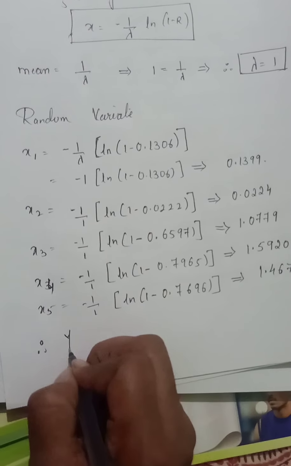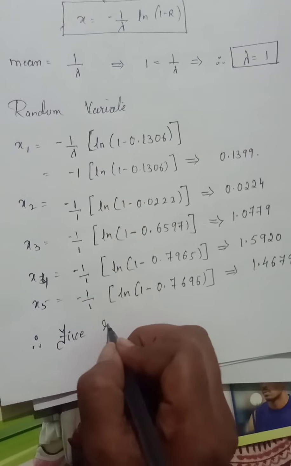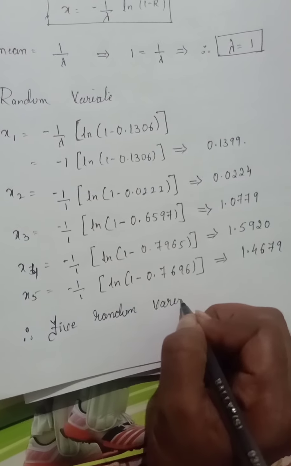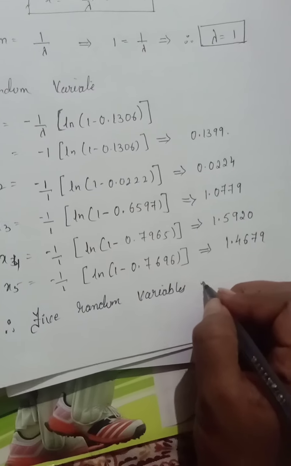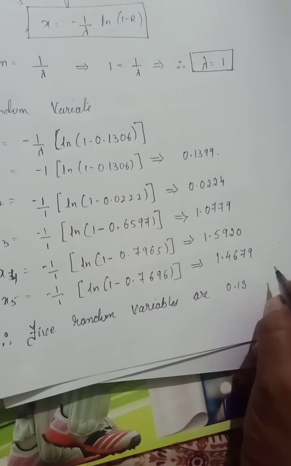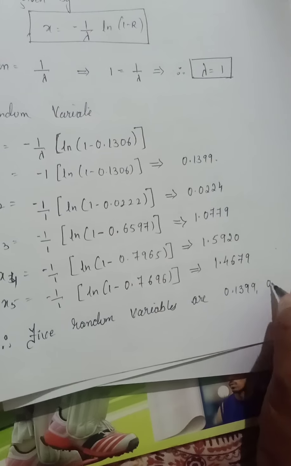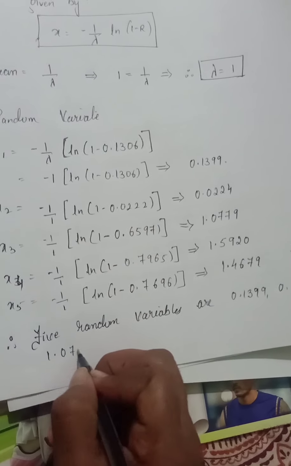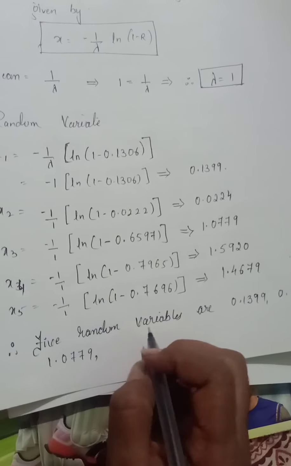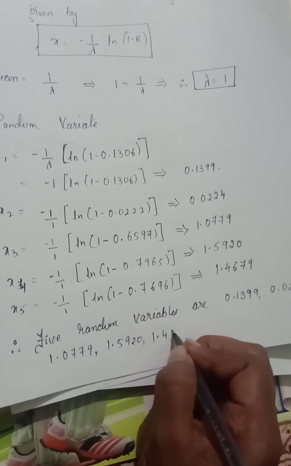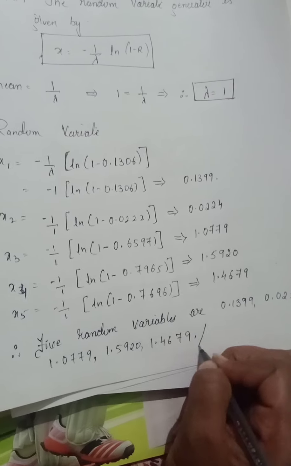So we got 5 random variates, right? Therefore I'll write the 5 random variables are 0.1399, 0.0224, 1.0779, 1.5920, 1.4679. Okay, hope it is clear.